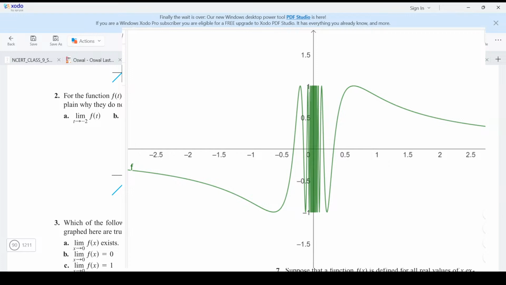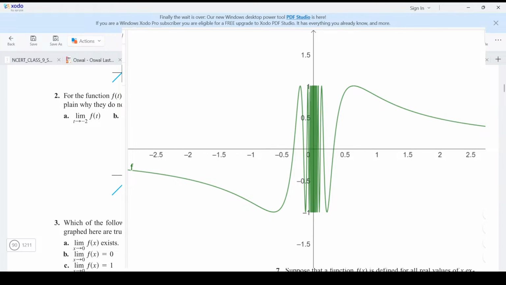So f of 1.1 is 0.1. Very good. Now, and f of 0.9 is how much? Minus 1.9. So are these numbers coming closer? No, they are not coming closer. Okay. So graphically, what is happening when you are approaching 1?